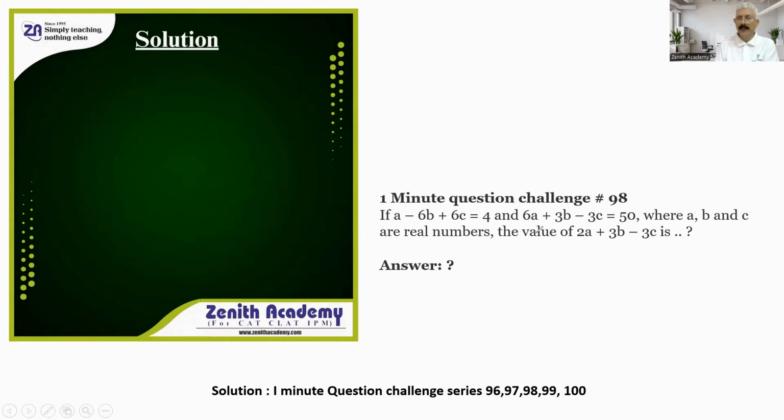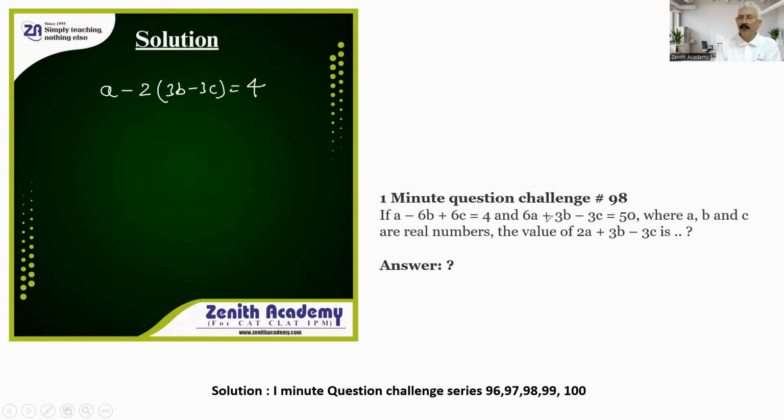Now take question 98. Here we have two equations, a minus 6b plus 6c equal to 4 and 6a plus 3b minus 3c equal to 50, where a, b, c are real numbers, and the value of 2a plus 3b minus 3c is asked. So look at 2a plus 3b minus 3c. In equation number 2, 6a plus 3b minus 3c is given. And here, if I take common 2, then 3b minus 3c is given. So we take benefit here, like a minus 2 times 3b minus 3c is equal to 50.